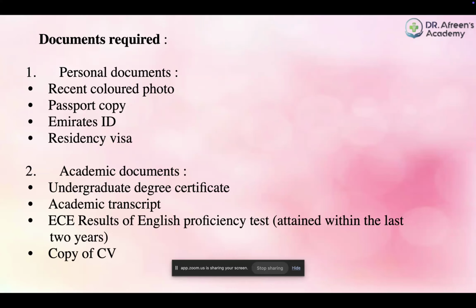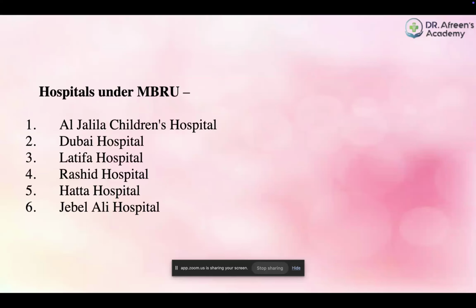So these are the documents that are required. The only additional thing here is your CV. DHA does not need your CV at the time of application, I believe. MBRU needs it. So this is the only additional change here. And I've already explained the importance of a tailored CV during the time of your application, as well as at the time of your interview rounds. So you've got to work on that.